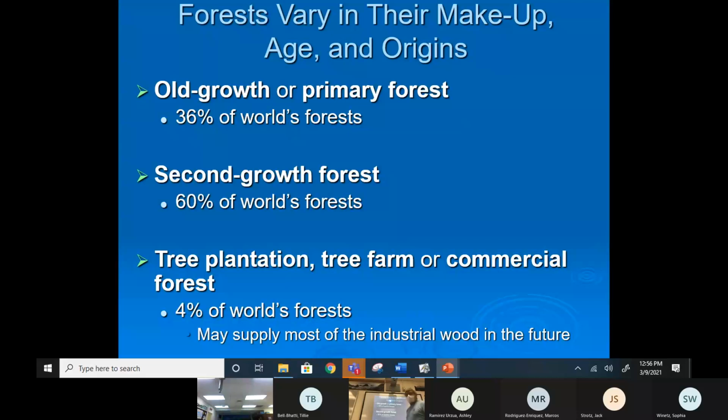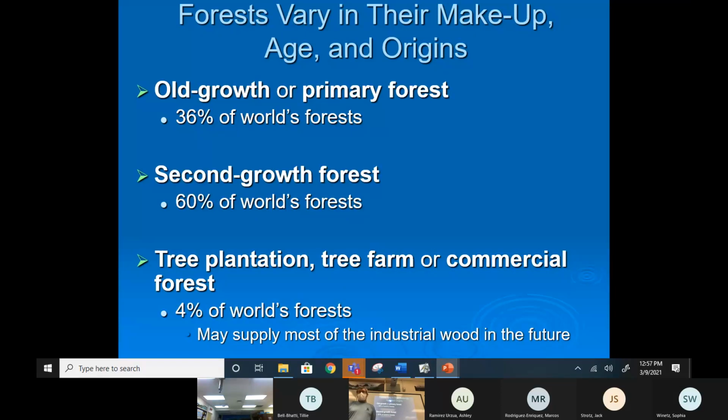So we have these 3 kinds of forest: old growth, also known as primary forest, and then second growth, where it's been cut down once, but it has grown back now. And then we have tree plantations or tree farms, where we are specifically growing the trees in order to harvest them in the future. And that might take 20, it might take 50 years before they're ready to harvest. They're taking a pretty long view.